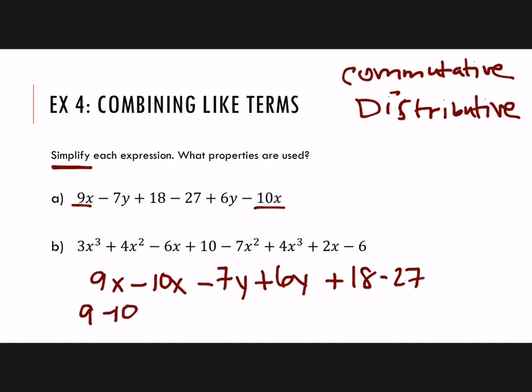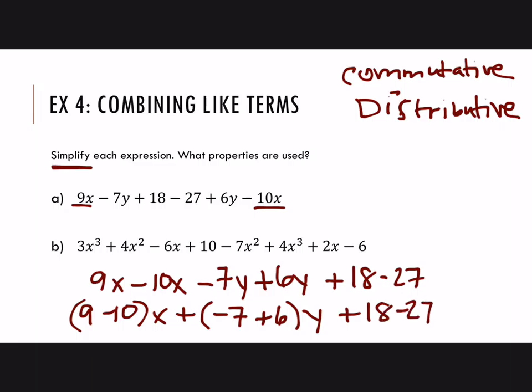Okay, so I'd have like 9 minus 10 times x. And then here you would have put a plus sign for right now. Negative 7 plus 6 with a y, and then 18 minus 27. And then I would combine the coefficients, so we would have negative 1x, or just negative x. And then negative 7 plus 6 is negative 1, so negative y. And then 18 minus 27 is negative 9. All right.